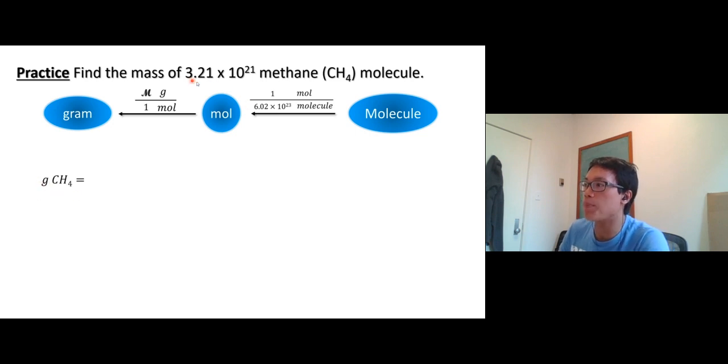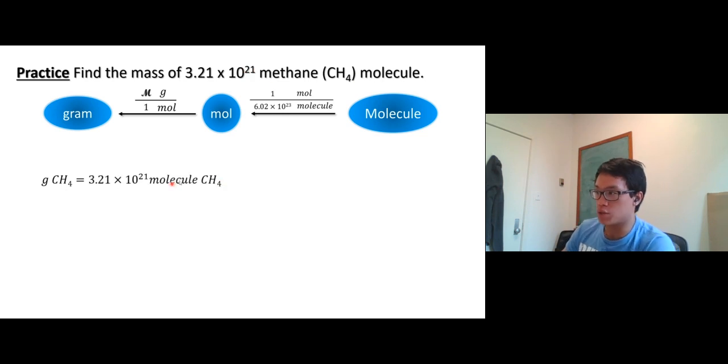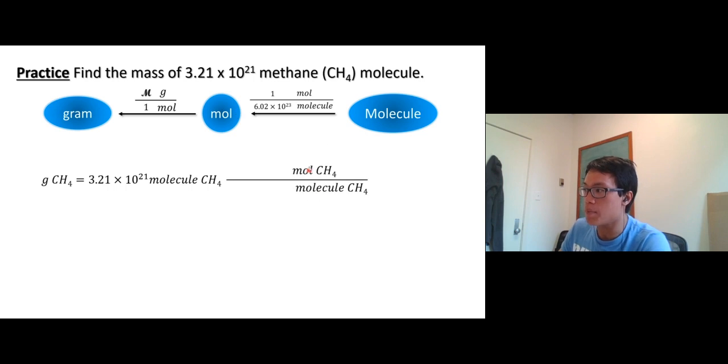So we want grams of methane. What we have is 3.21 times 10 to the 21st methane molecules, so we start with that. Molecules to moles first. I'm going to put molecules at the bottom, moles at the top. What's the relationship between mole and molecule? 1 mole is equal to, again, Avogadro's number, 6.02 times 10 to the 23rd molecules, so they cancel out. We get to moles now.